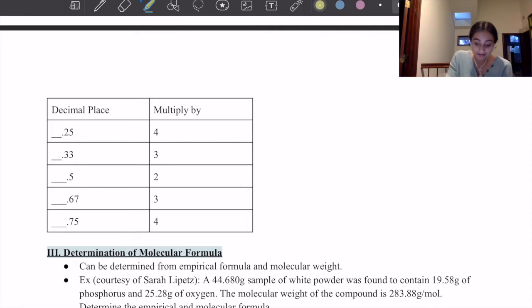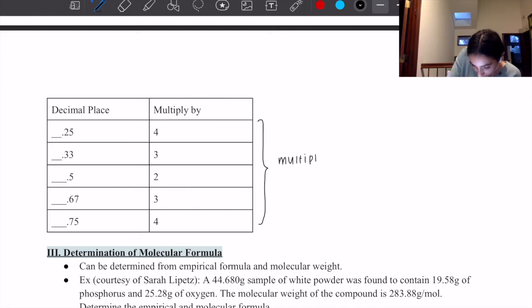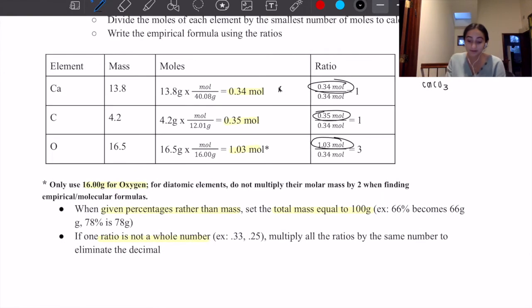So if one of your ratios ends in 0.25, you are going to multiply all of the ratios by 4. If it ends in 0.33, you multiply by 3, 0.5 multiply by 2, 0.67 you multiply by 3, 0.75 you multiply by 4. And remember, you multiply for all the ratios. So if we had 1.25 for calcium, 1 for carbon, and 3 for oxygen, we need to multiply calcium by 4, carbon by 4, and oxygen by 4, because what you do to one element needs to be done to all of them.